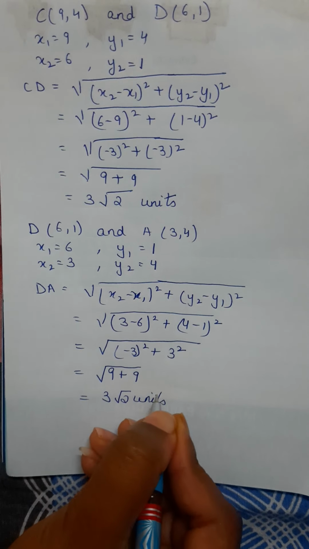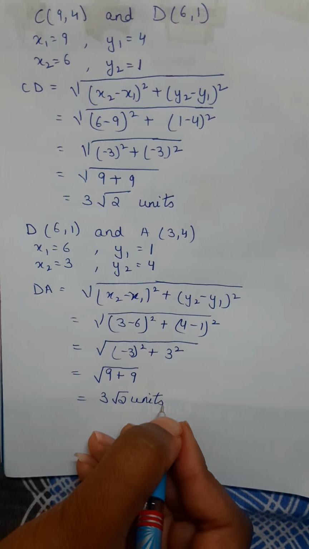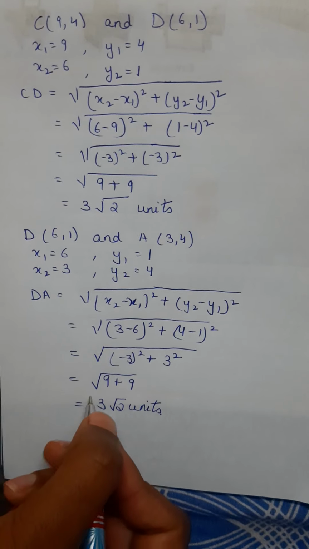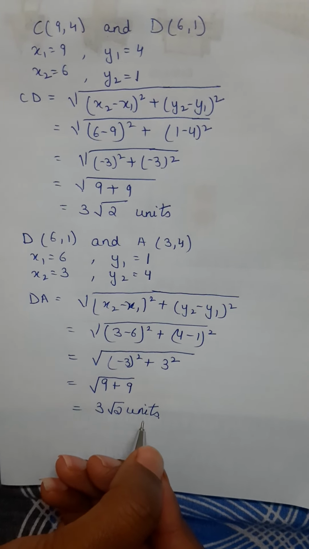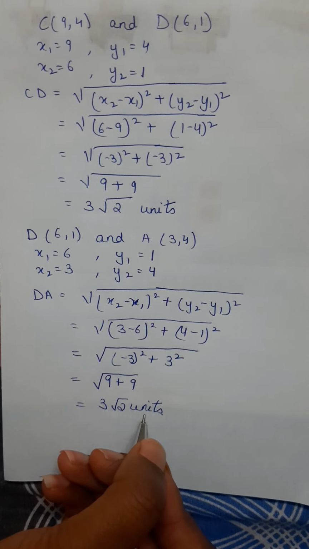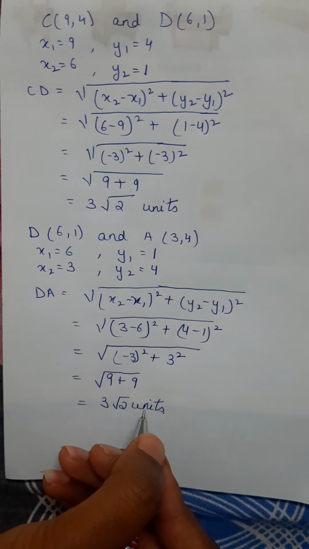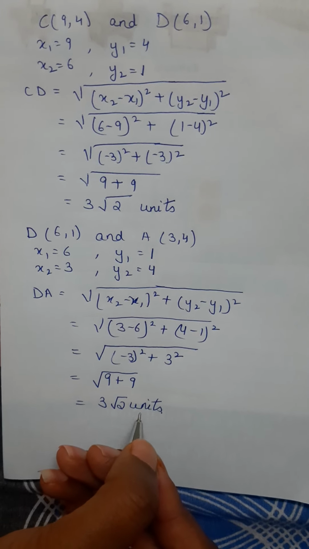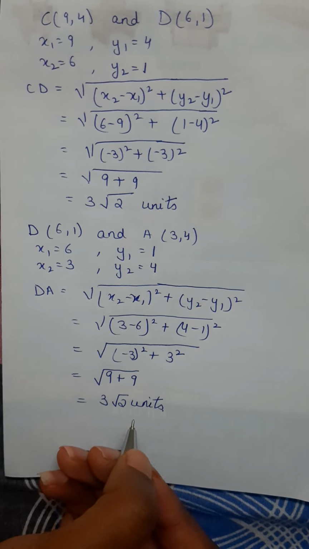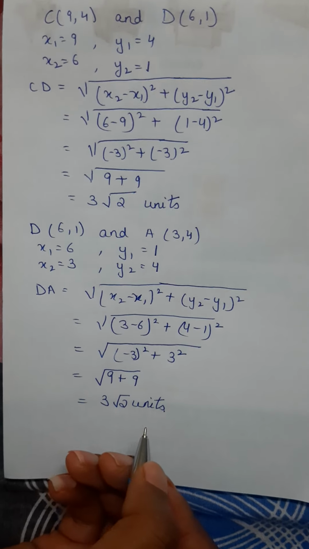So the first characteristic of a square is verified, that is, all sides of a square are equal, that is 3 root 2 units. But we have to find out the second property of the square, that is diagonals. Now we have to verify whether the diagonals are equal or not. We know the coordinates of the diagonals. The first diagonal is AC.